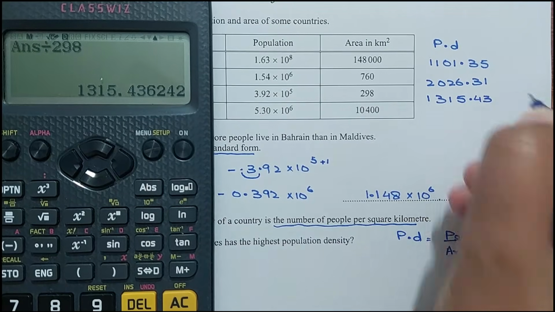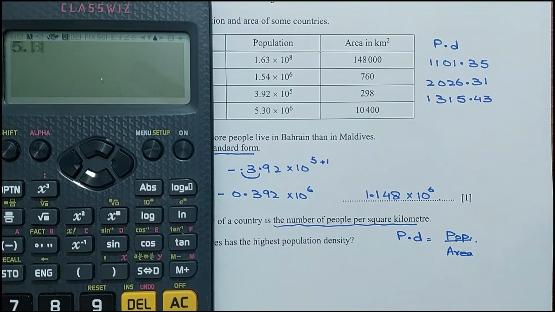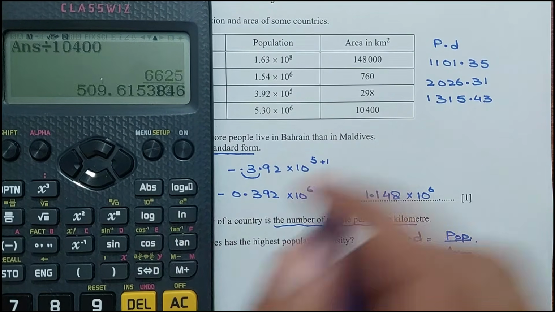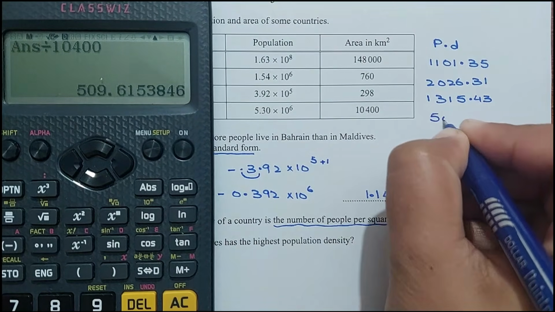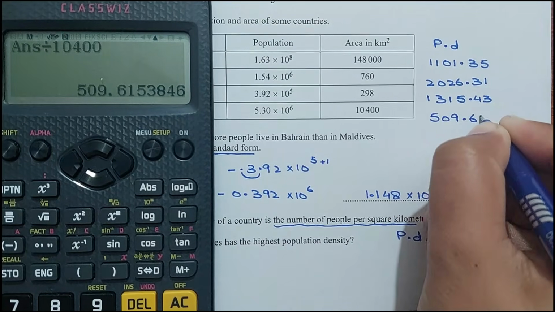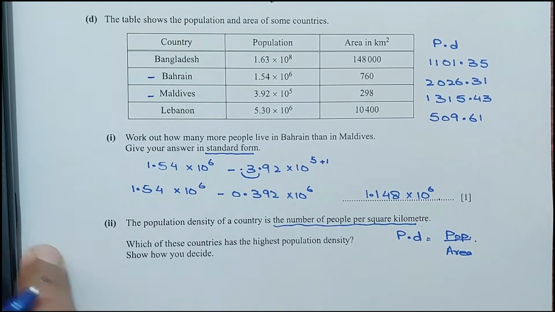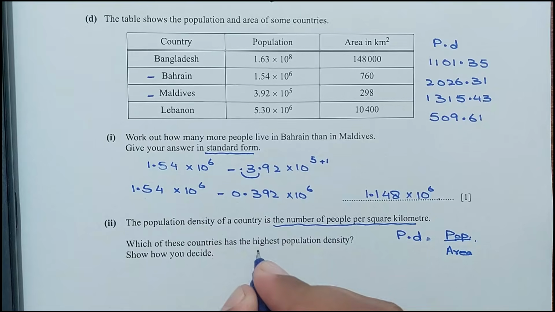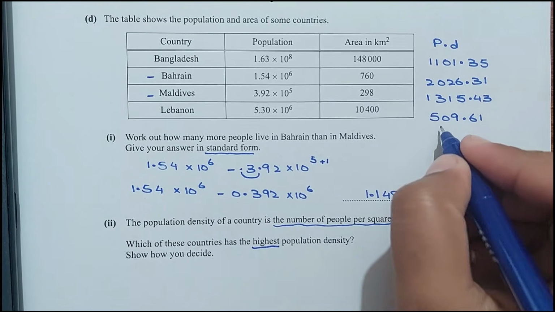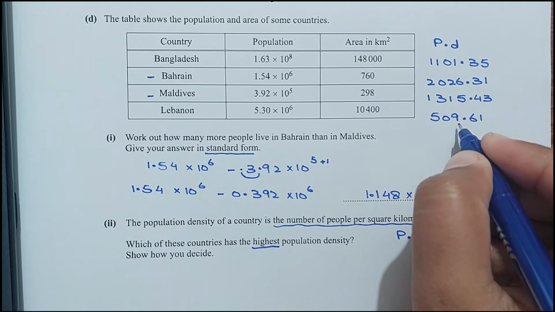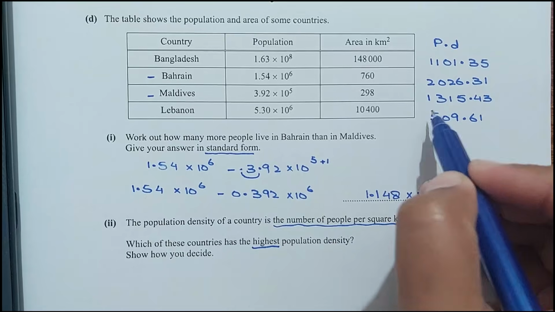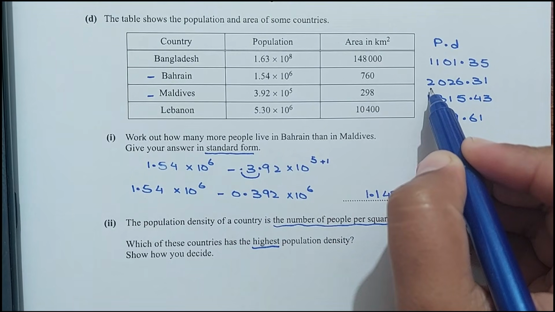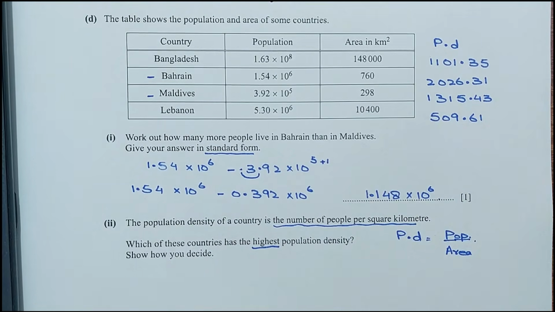13315.43. 5.30 times 10 to the power 6 divided by 10400. This would be 509.61. Okay, so we have to find which one has the highest population density. So 509 is the lowest one, right? So it is 1000, 2000, 1000. So 2000 is the highest one. So that is Bahrain.